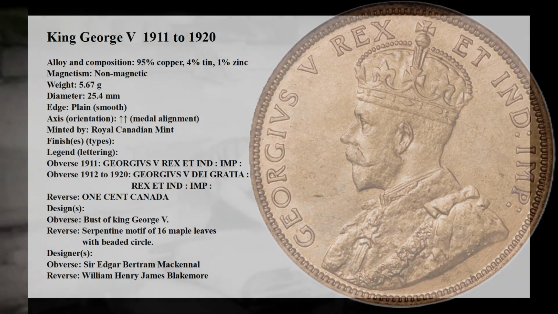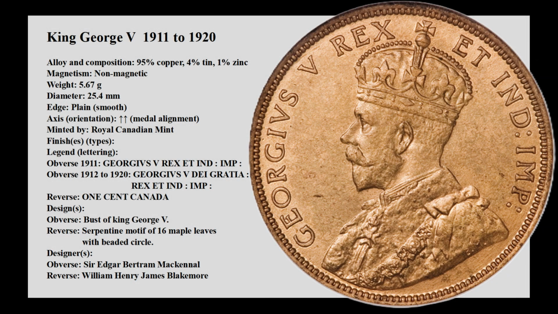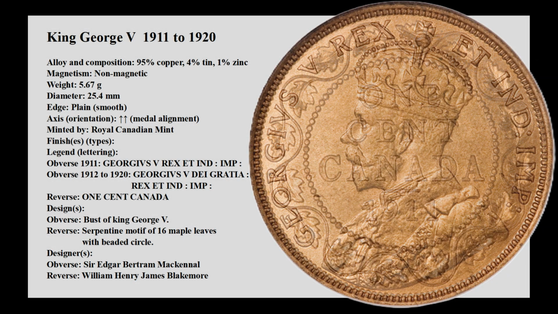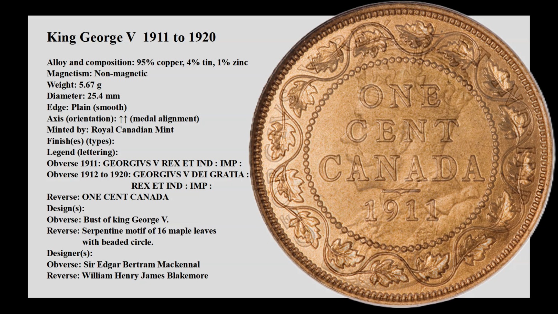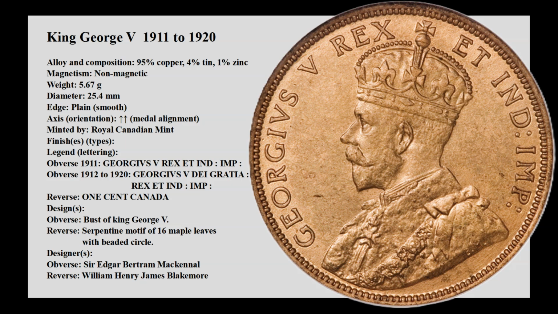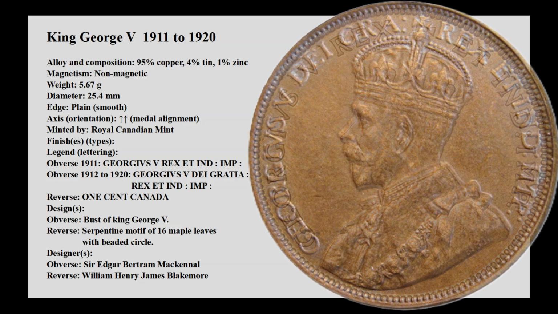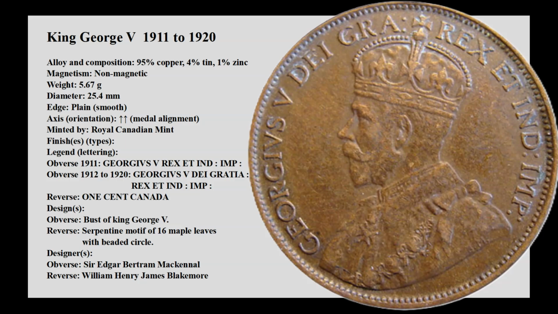The next significant change came in 1911 with the coronation of King George V. The reverse design of the coin was slightly altered, with the word Canada moved from the obverse to the reverse. However, it was the obverse that became the focus of controversy. The 1911 1 cent coin became known as the Godless coin due to the omission of the inscription Dei Gratia, by the grace of God, which had previously appeared on all coins. This sparked public backlash, and in 1912, the inscription was reinstated, albeit abbreviated as DEIGRA.